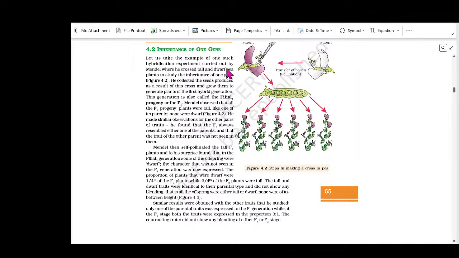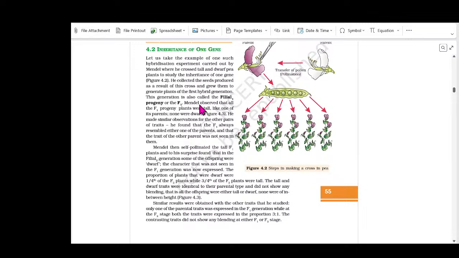4.2 Inheritance of one gene. Let us take the example of one such hybridization experiment carried out by Mendel where he crossed tall and dwarf pea plants to study the inheritance of one gene. He collected the seeds produced as a result of this cross and grew them to generate plants of the first hybrid generation. The generation is also called the filial progeny or the F1.